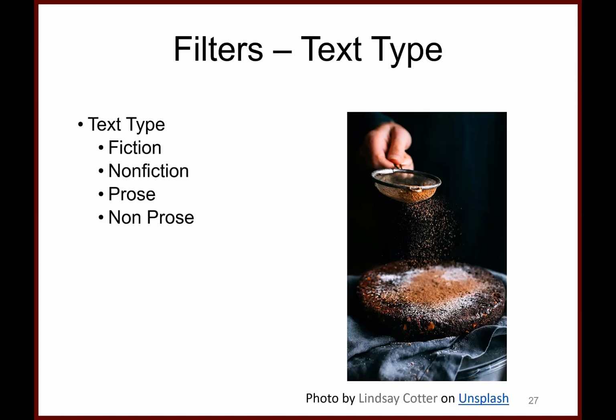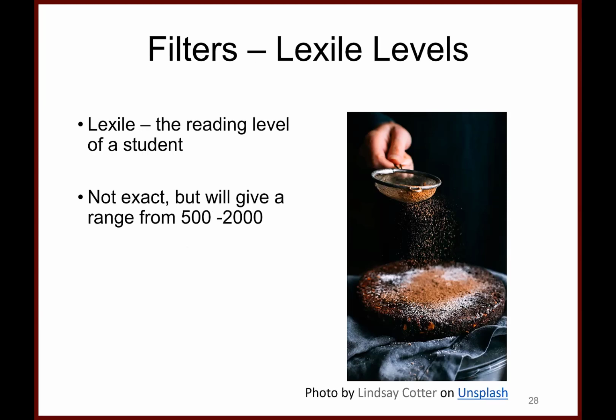We have different text types. We're going to talk about fiction, nonfiction, prose, and non-prose. There's a Lexile level. Lexile is approximately the reading level of a student. It's not exact, but it will give a range from 500 to 2,000. And that's what we're going to talk about.